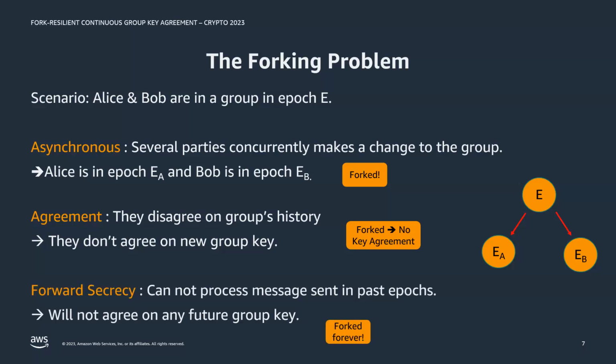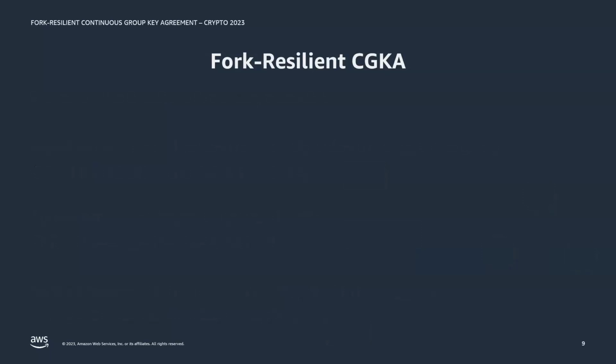The real problem here is how current constructions for CGKA enforce forward secrecy, because they do so in a way that's quite heavy-handed. The consequence is that you can never actually go back to a previous epoch you were in and process some other message. So once you reach epoch EA, you'll never be able to go back and process the message that leads to epoch EB. In other words, once you're forked, you're forked forever. There's no reconciling that in the session. So these observations motivated us to introduce this notion of fork-resilient CGKA.